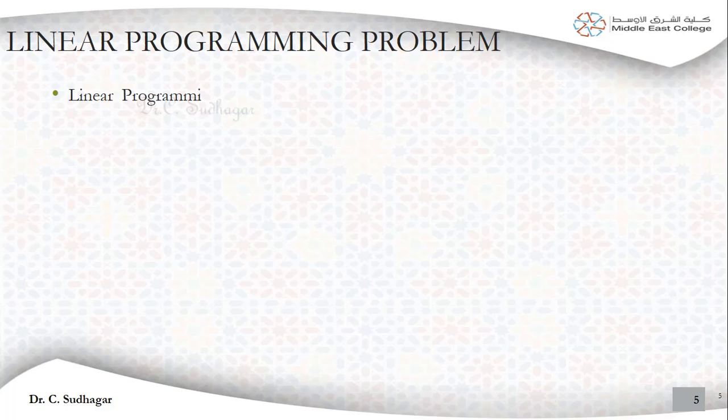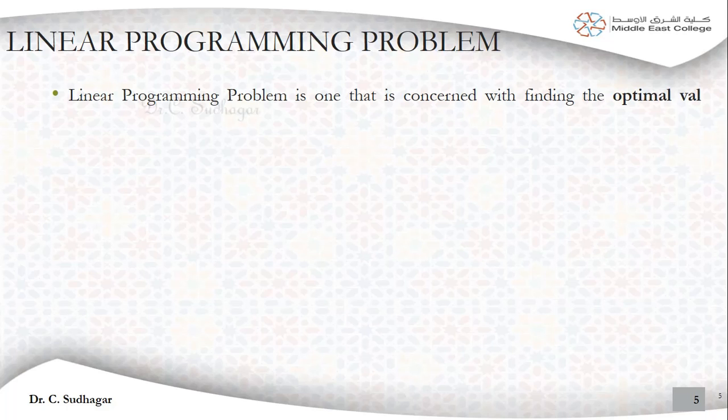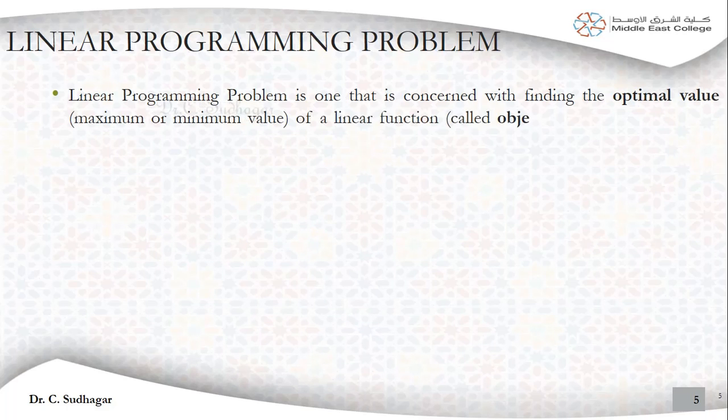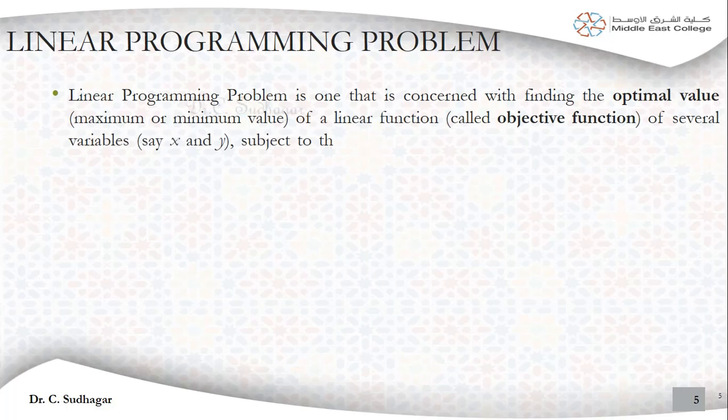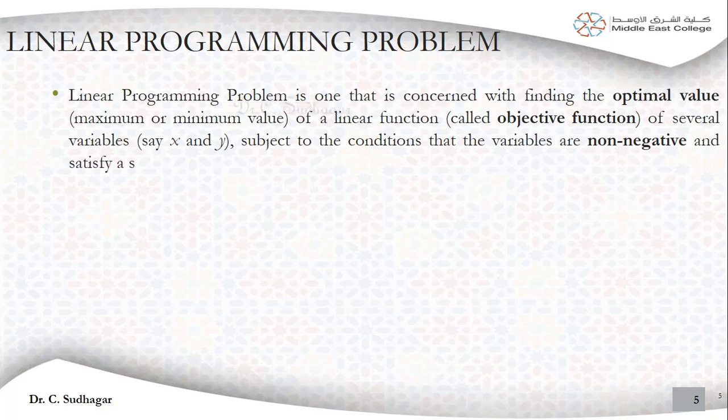So linear programming problem means linear programming problem is one that is concerned with finding the optimal value. It can be maximize or minimize of a linear function of several variables x and y. So particularly here we have taken only two variables. It can be 100 of variables x1, x2, x3, x4 like that. Okay, so based on these variables and based on the conditions and based on the non-negative constraints, what is the objective value or optimal value? So that is called a linear programming model.